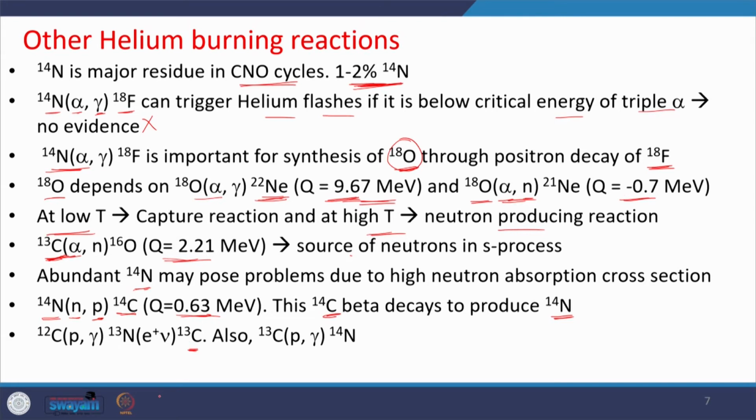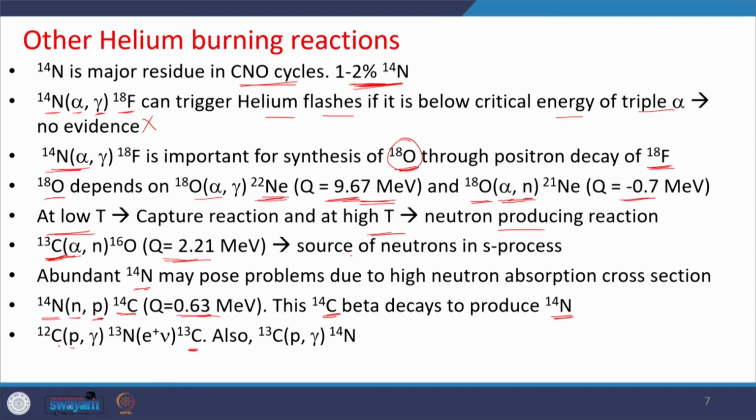So, earlier I said it is the absorption of proton by carbon 12, please ignore it. So, here when proton and carbon 12 react with each other, when carbon 12 is formed because of the triple alpha process, then nitrogen 13 is formed, and when nitrogen 13 undergoes positron decay, carbon 13 is formed, and when this carbon 13 reacts with alpha, we get oxygen 16 producing neutrons.